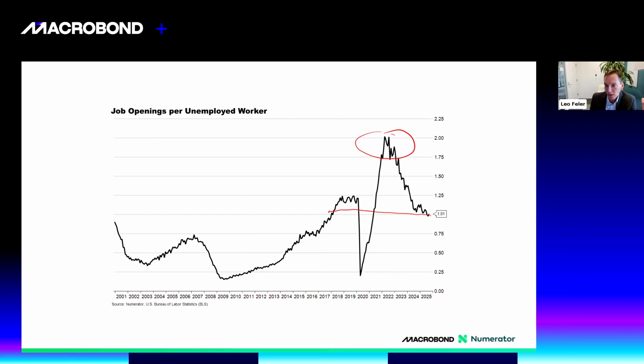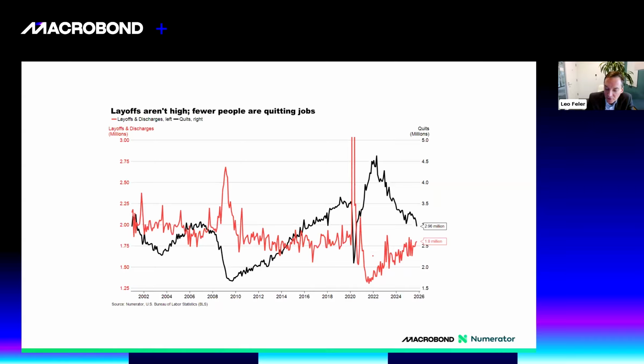It's where we were in 2017 and 2018. It's just that we are moving in the wrong direction. And if this were to continue, it would be worrisome. And this is why the Fed rate cuts that we've gotten have been dubbed risk management cuts, right? We are seeing layoffs ticking up, but again, still below where we were in 2018, 2019.